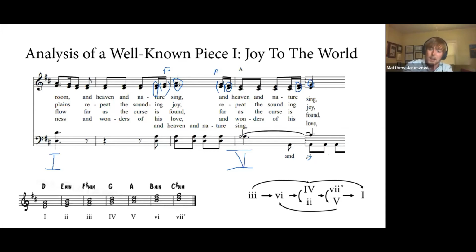Like that. So we just go from 1 to 5. 1, passing tone, 5, 5 7. Like that. That is the third line. Any questions about the third line of Joy to the World?